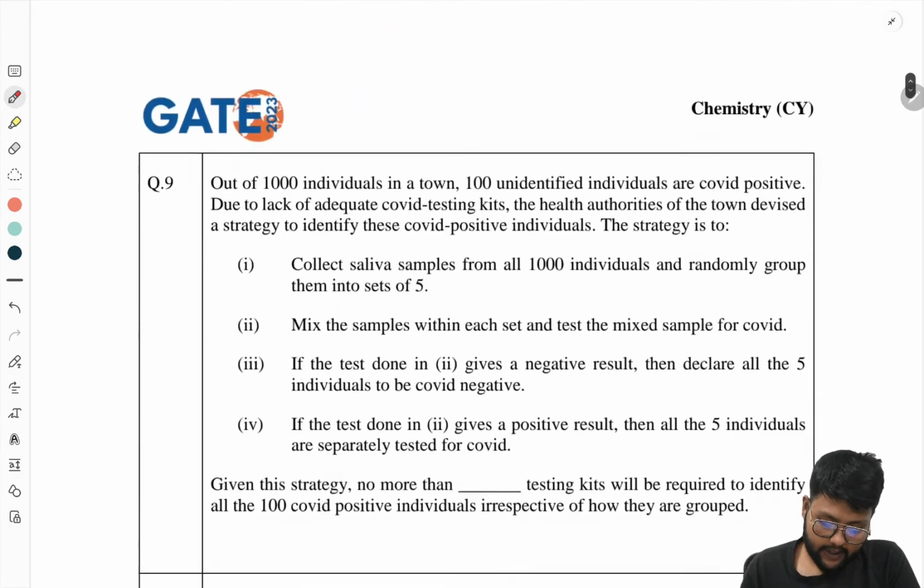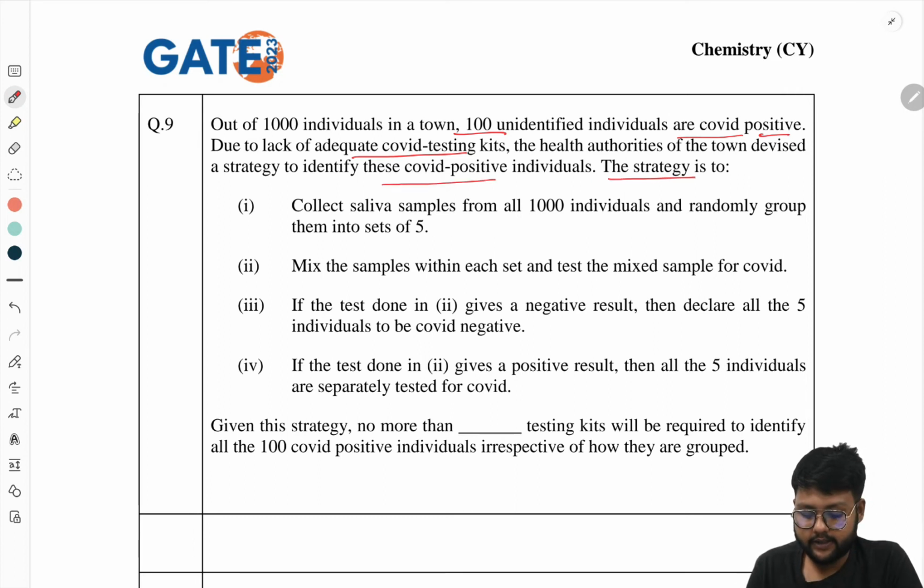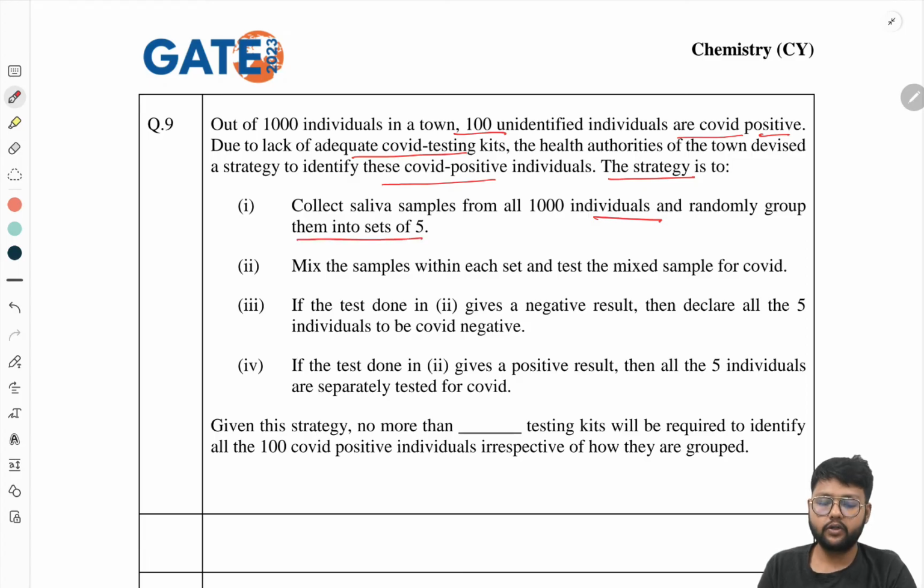Okay, so our next question is a very good question. Out of 1,000 individuals in a town, 100 unidentified individuals are COVID positive, and due to lack of adequate COVID testing kits, the health authorities of the town devised a strategy to identify these COVID positive individuals. The strategy is to collect saliva from all the 1,000 individuals and randomly group them into 5 sets. Means 5 sets, there is a group. Okay, so the total number of persons is 1,000. So if one group has 5 persons, the total number of sets is 1,000 by 5.